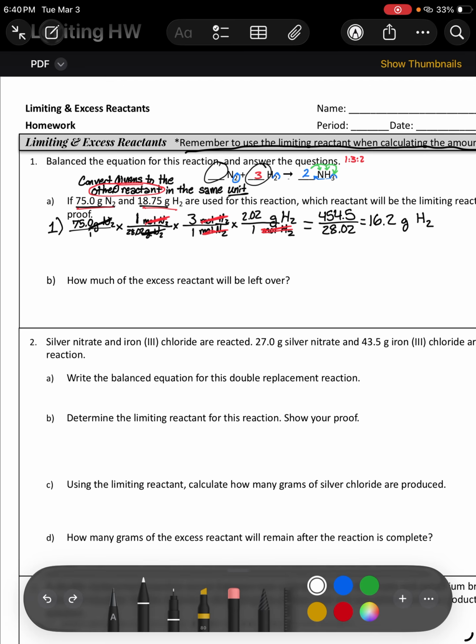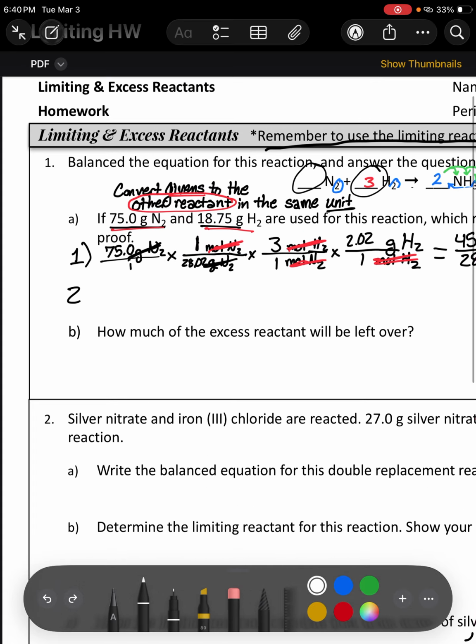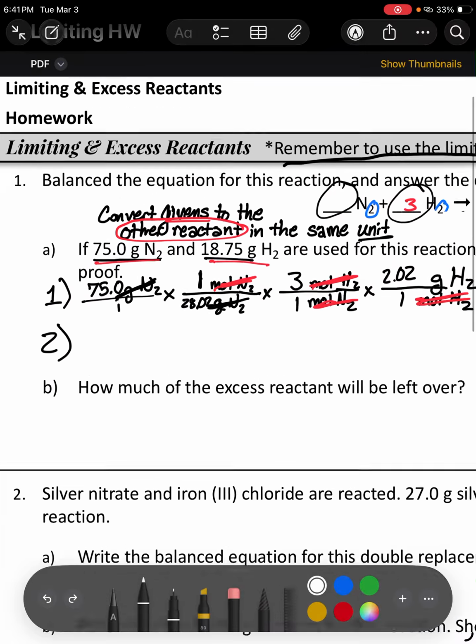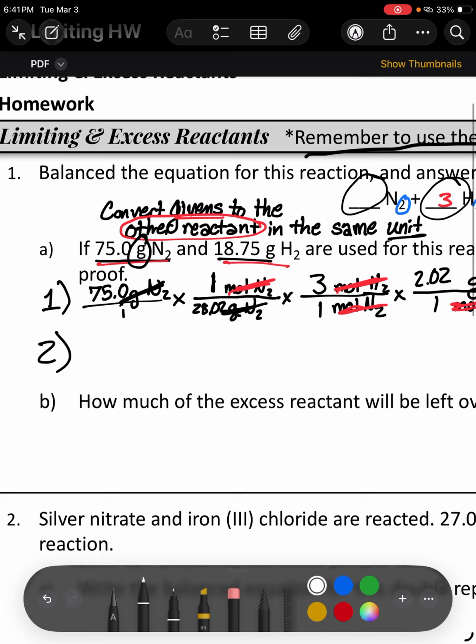Now, let's do the other one. I'm going to go a little faster this time since you know the process. We put what we're given. And by the way, we're converting each of our givens to the other reactants in the same units. What's the other reactants besides hydrogen? Nitrogen. So now we're going to convert hydrogen into nitrogen using what unit? Has to be the same. Grams. So, put what we're given first, 18.75 grams of hydrogen.